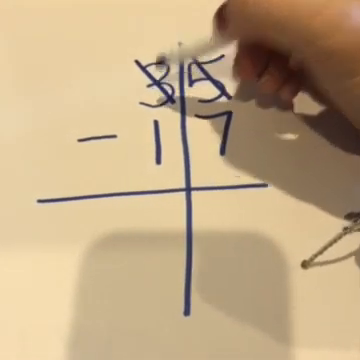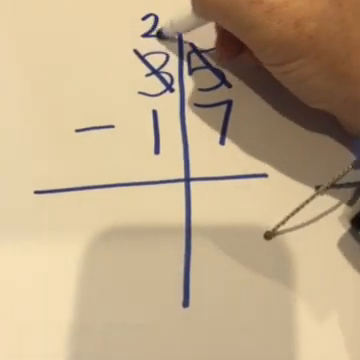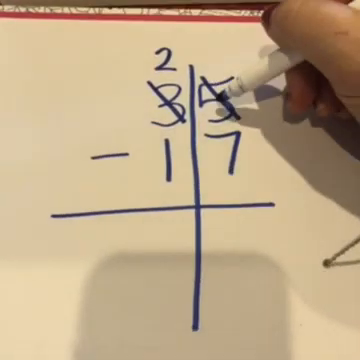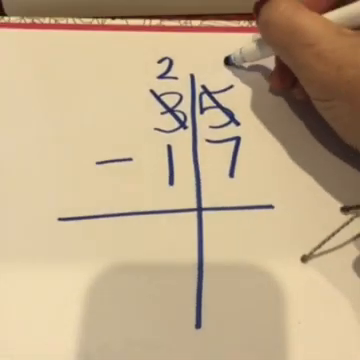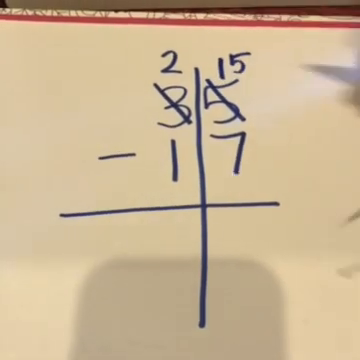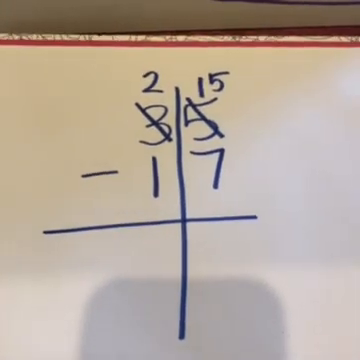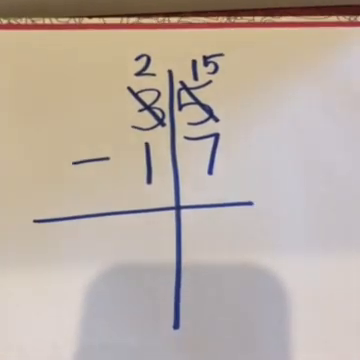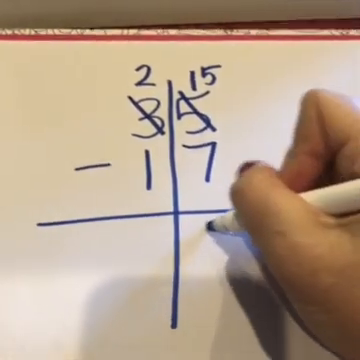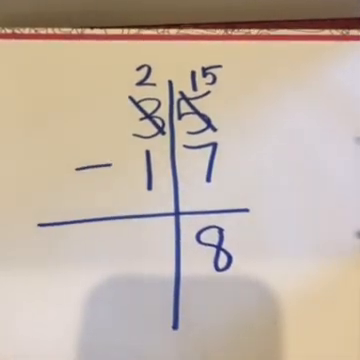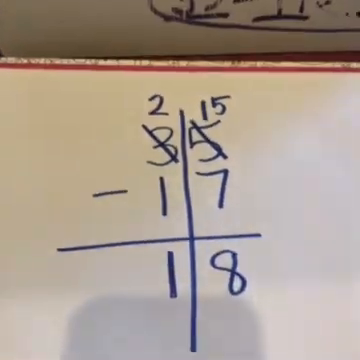So the 3 is now going to become a 2 because I took a 10 away and I gave that 10 to the 5. So it was a 5 and I gave it the 10. Now, can I do 15 minus 7? Of course, it is 8. And 2 minus 1? Absolutely. So my answer is 18.